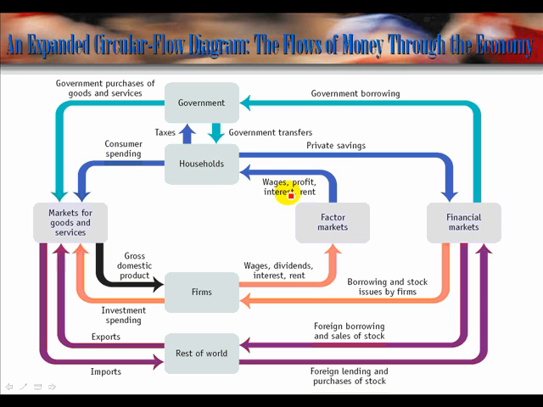So here's the household. They're collecting wages for their labor. They're collecting profit in the form of dividends from the firms. They're collecting interest for money that they loaned out to the firm. And they're collecting rent on the land that they own and which they have let the firm use. So this is their income. That's the flow of income or money coming into the household.